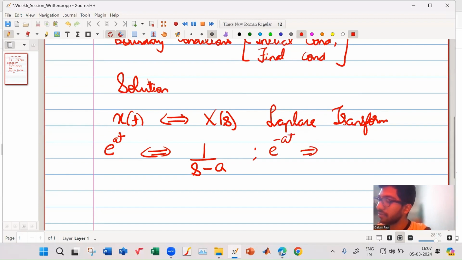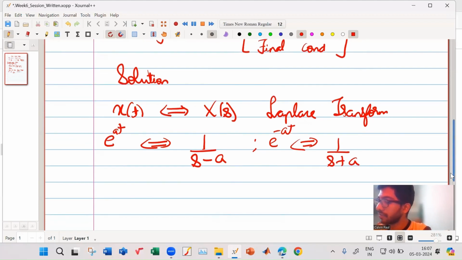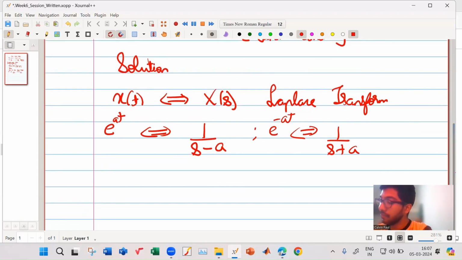Can anyone tell me? 1 by s plus a. It will be 1 by s plus a. Okay, yes, correct. Then these relations are very useful relationships which you should know.